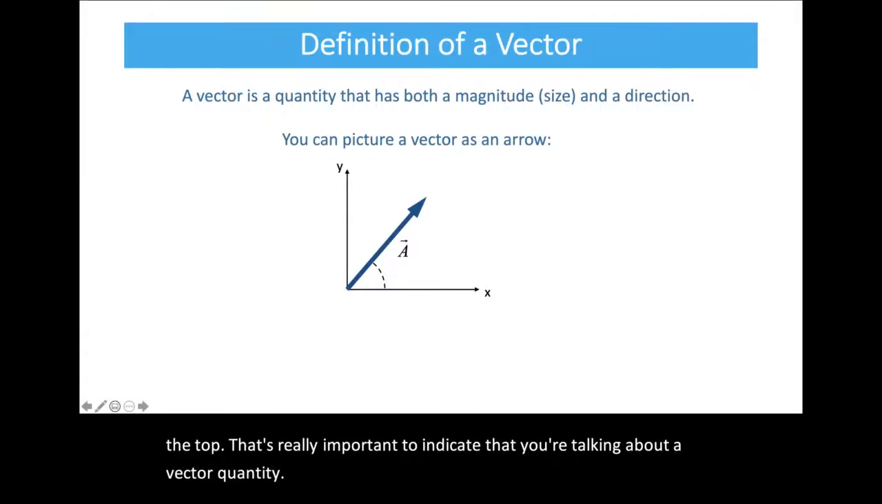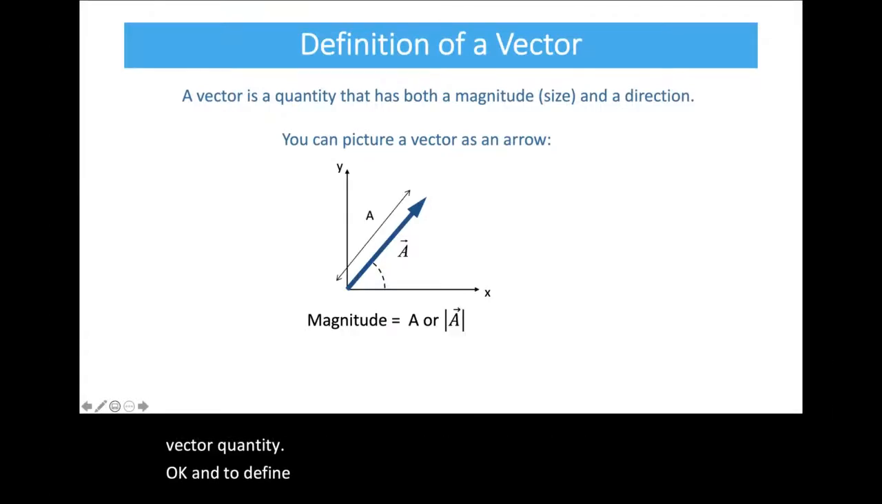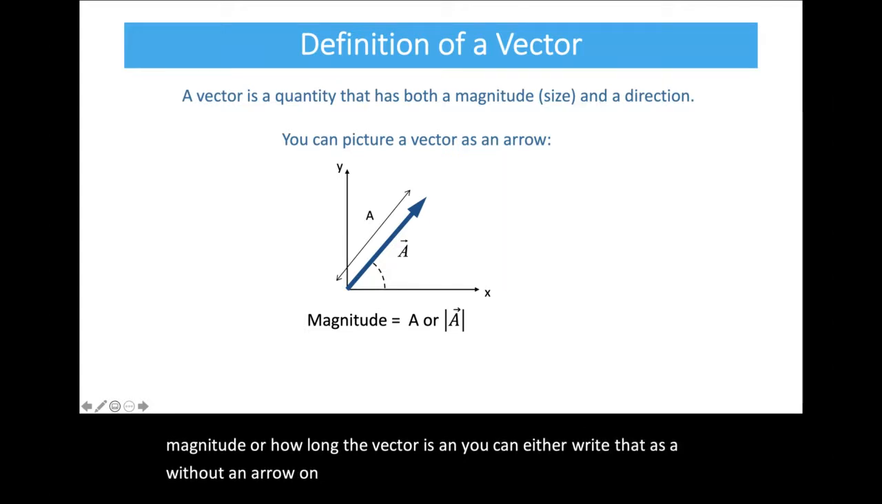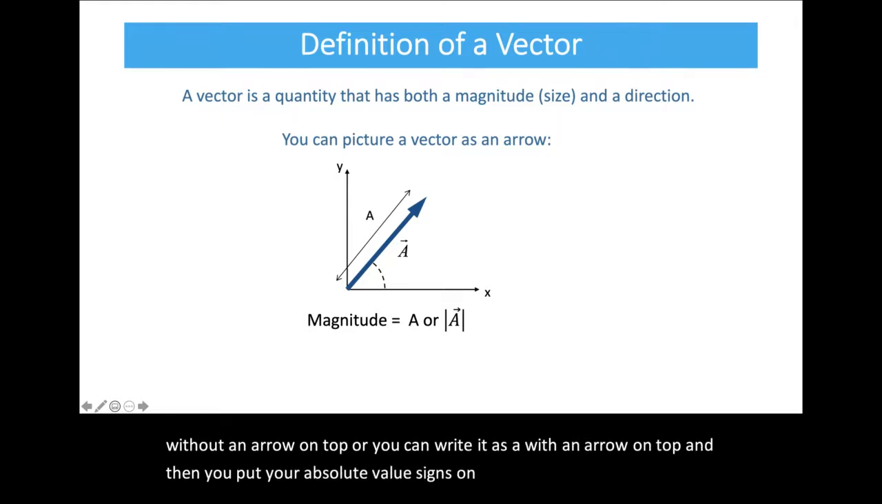To define or describe a vector, you need two things. You need the magnitude, or how long the vector is, and you can either write that as A without an arrow on top, or you can write it as A with an arrow on top, and then put absolute value signs on either side of the A.